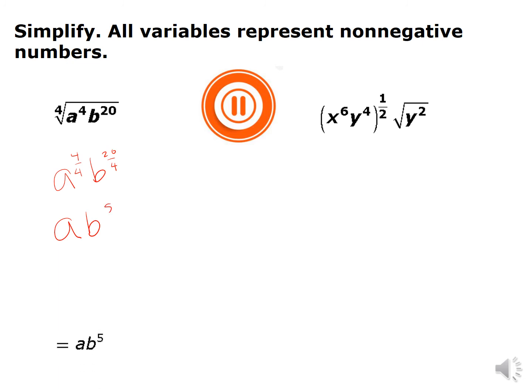Okay, over here we're going to distribute the 1/2 to either one, so we get x to the 6 times 1/2 is 3, y to the 4 times 1/2 is 2, and then this one over here is y to the 2 over 2, which is 1. So we've got x cubed, y to the 2 plus 1 is 3.